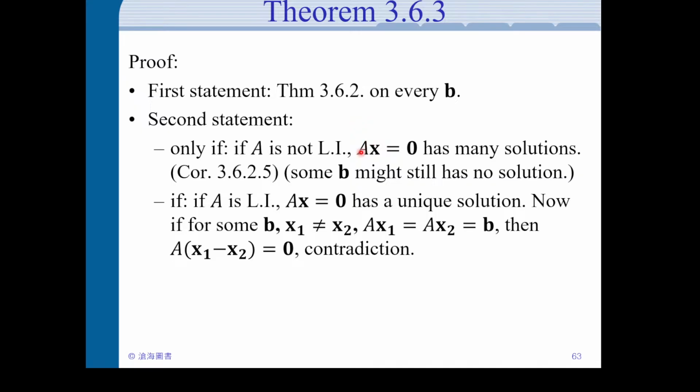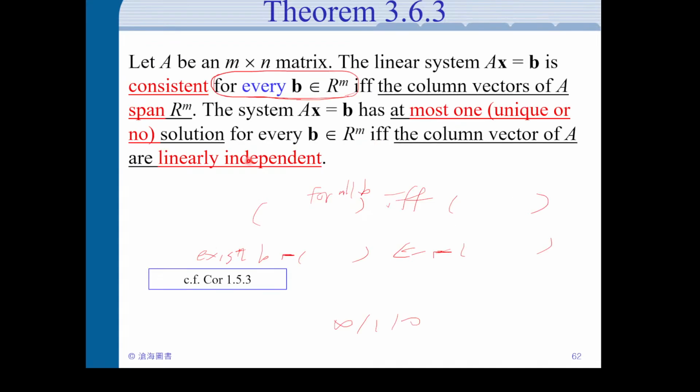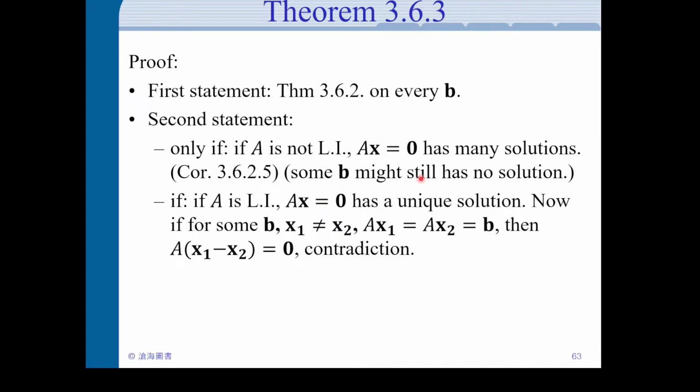Even if the columns of A are not LI, there can still be some b where you have at most one solution. That means there can still be some b that has no solution. But we only need to find one b that has many solutions, and that b is 0.